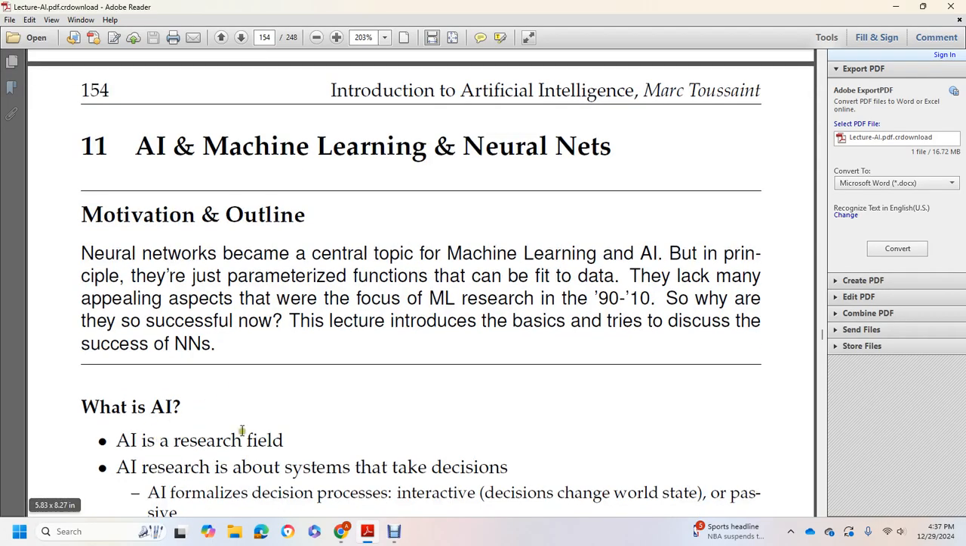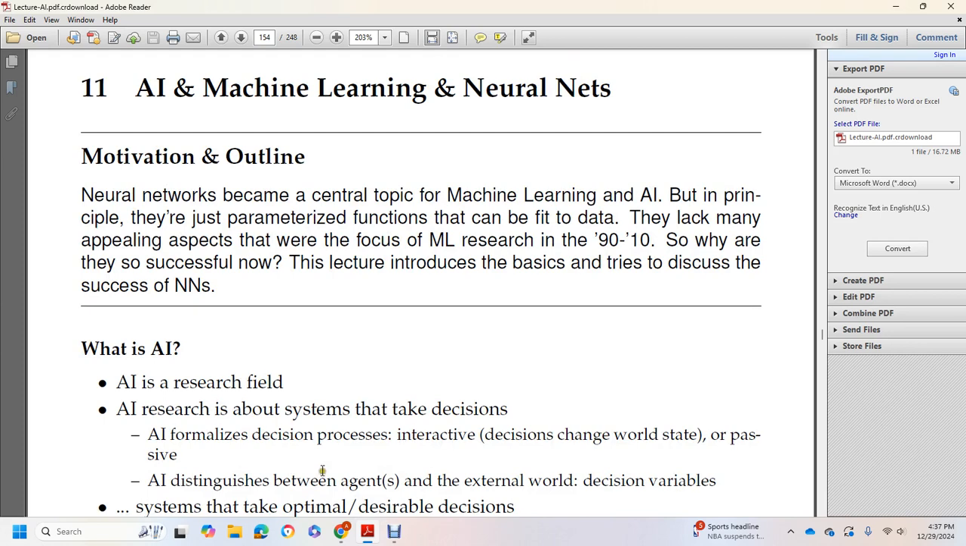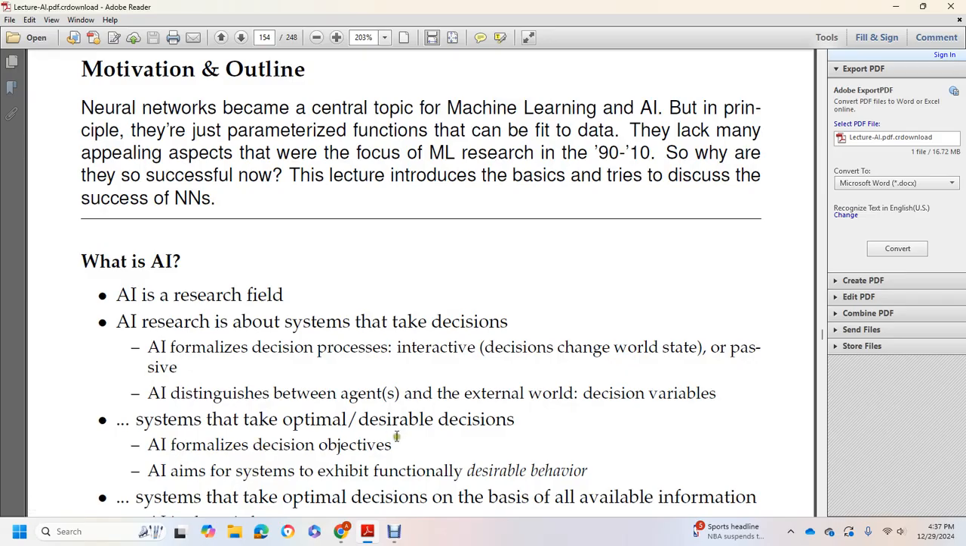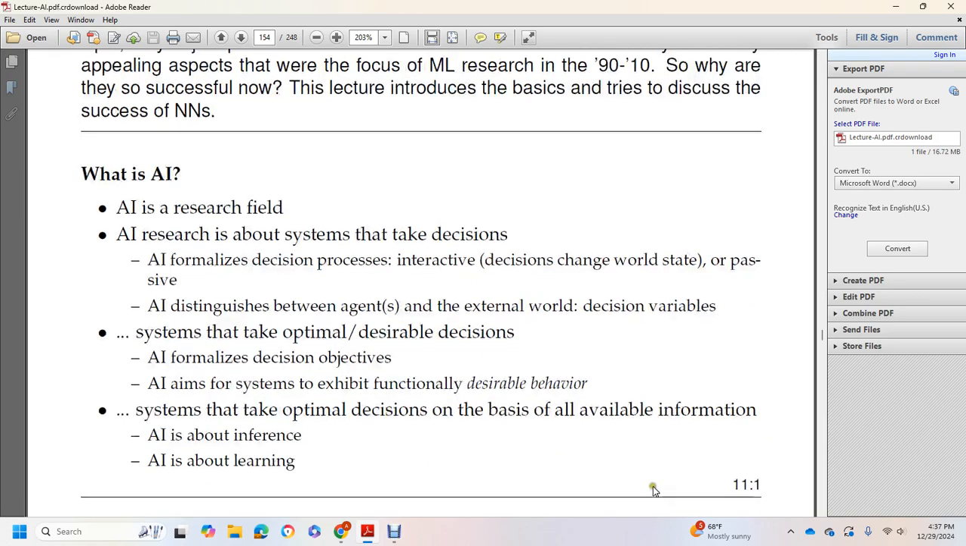What is AI? AI is a research field. AI research is about systems that take decisions. AI formalizes decision processes, interactive decisions that change the world state, or passive ones. AI distinguishes between agents, the external world, and decision variables. The system should take optimal, desirable decisions. AI formalizes a decision objective. AI aims to build systems that exhibit functionally desirable behavior. Systems take optimal decisions on the basis of all available information. AI is about inference, and AI is about learning.